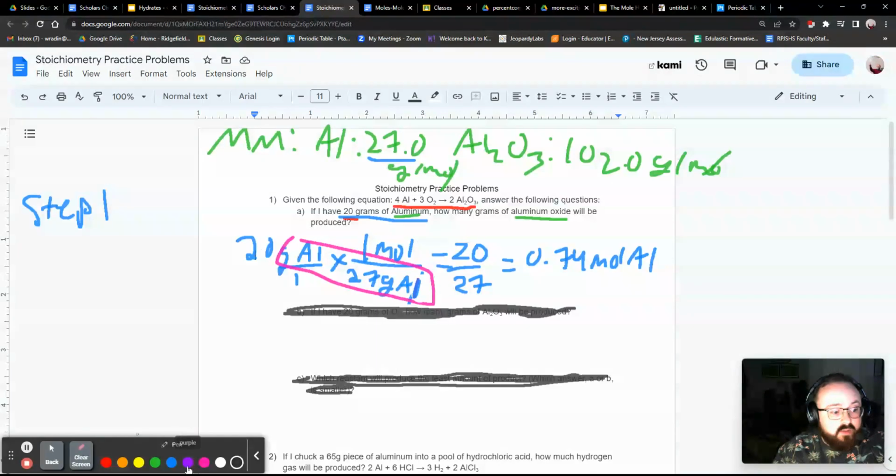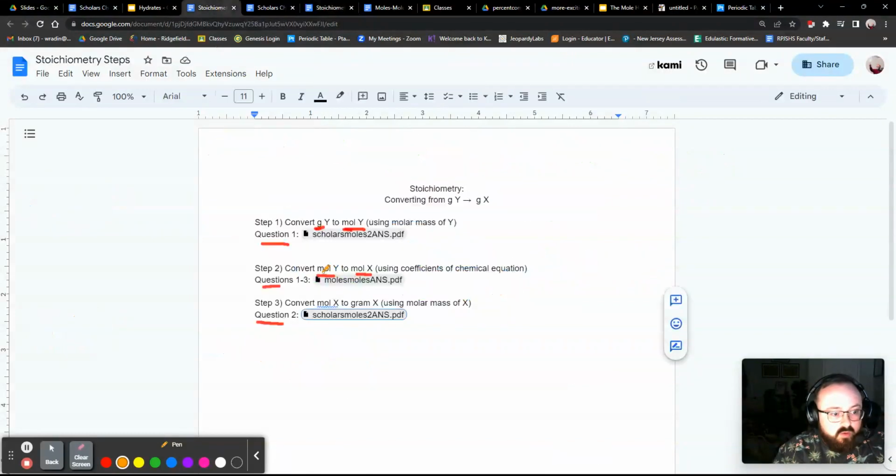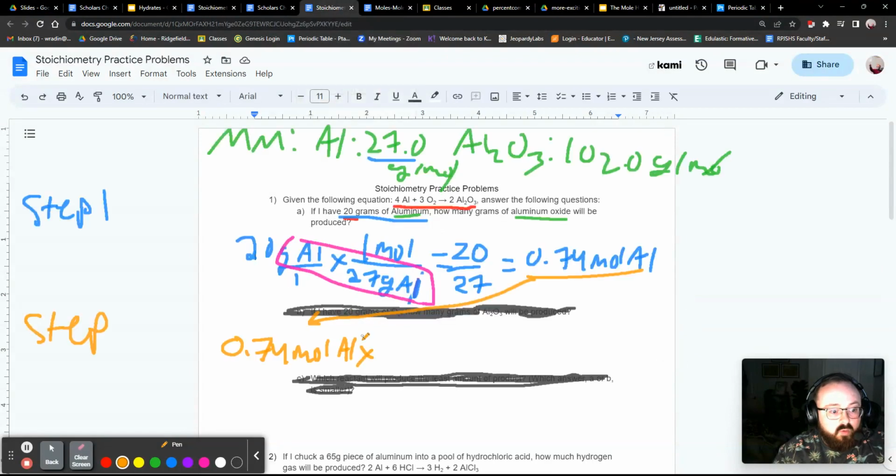Okay, let's pick a nice orange for step 2. We'll take this answer and transport it down here: 0.74 moles of Al. Now in step 2, we convert from moles of Y to moles of X using the coefficients of my chemical equation. What is my Y and X? The aluminum is what I started with, so X equals Al, and Y equals Al2O3. And all this just means X, or, what did I put here? No, I put it backwards.